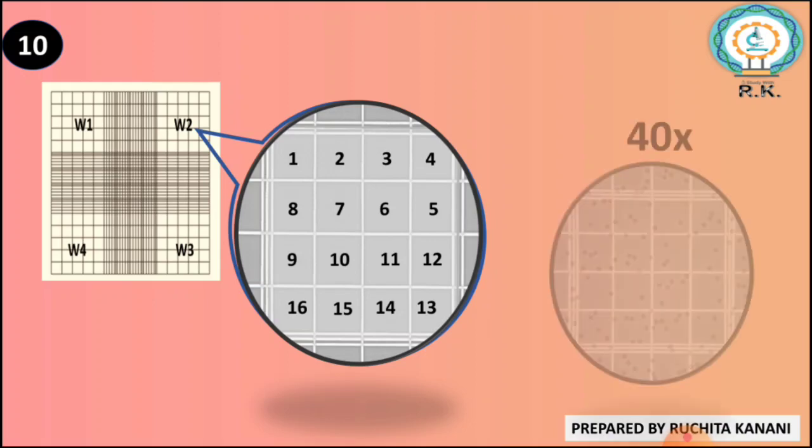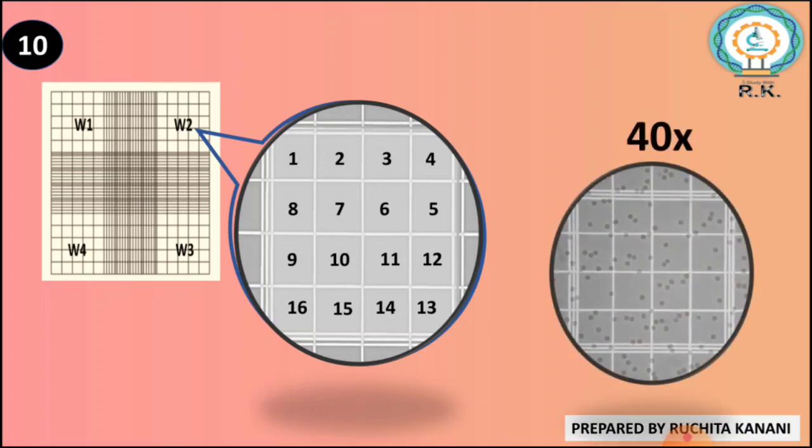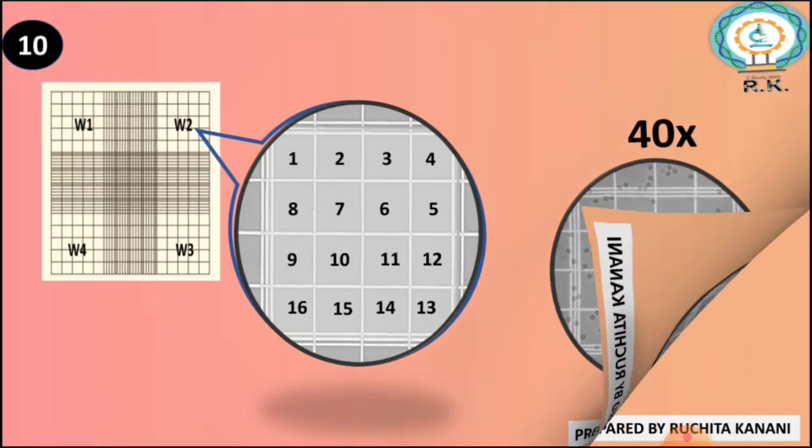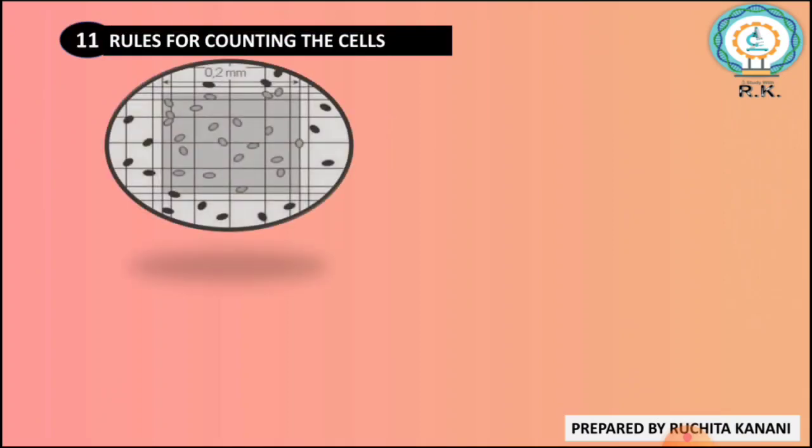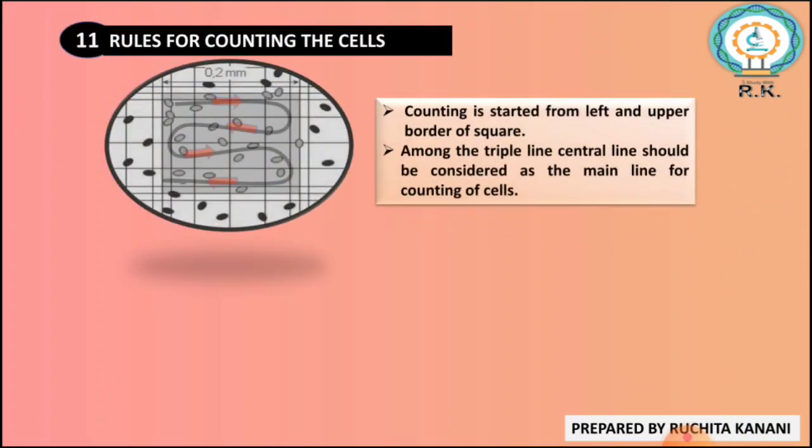Then this is the microscopic image of white blood cells under the 40x lens. Then, rules for counting the cells. Here these arrows denote the counting path. Then count the white blood cells in the L-shape method. Do not count cells touching the top line and right line. This is to avoid double counting.